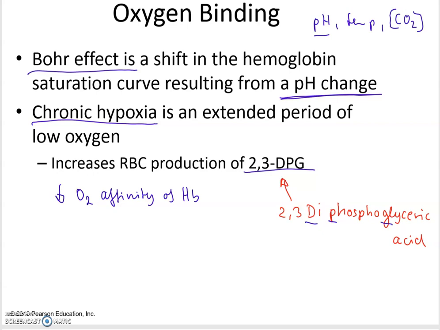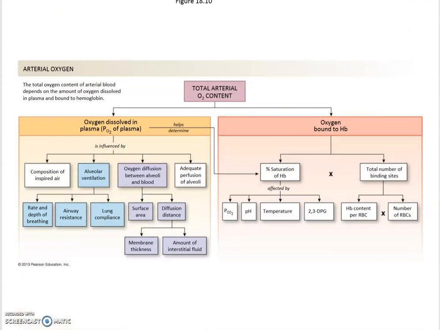That means it makes it easier to release oxygen into the blood, or into the tissues, and that makes sense because if you're chronically oxygen deprived, or in chronic hypoxia, you want to make sure that you still deliver a good amount of oxygen to the tissues, so you want to decrease the affinity of oxygen to hemoglobin.